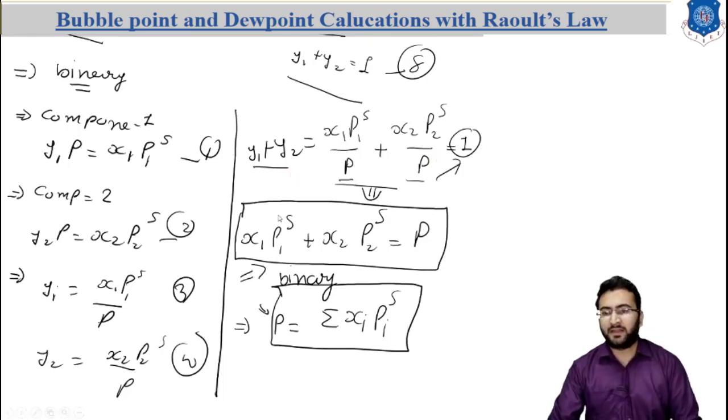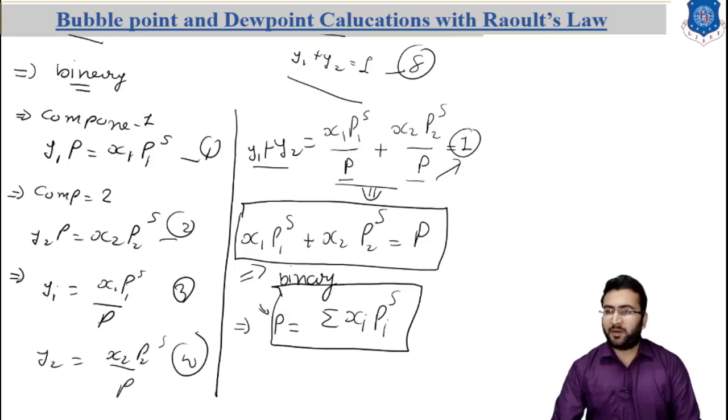So if we use the values of y1 and y2 in this equation, we will get an equation like this. Now rearranging this equation, because we know that y1 plus y2 is equal to 1, this equation becomes x1 P1 saturated upon P plus x2 P2 saturated upon P is equal to 1. By taking this P to the other side, we will get x1 into P1 saturated plus x2 into P2 saturated is equal to P. Now if we apply it to the multi-component system, this equation can be written like this: P is equal to summation of xi Pi saturated.